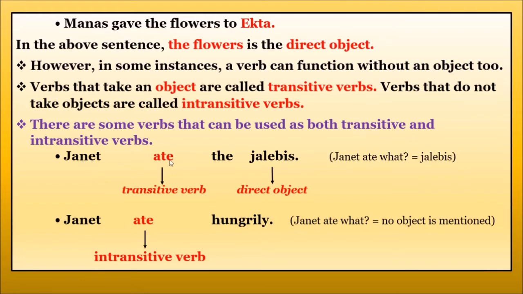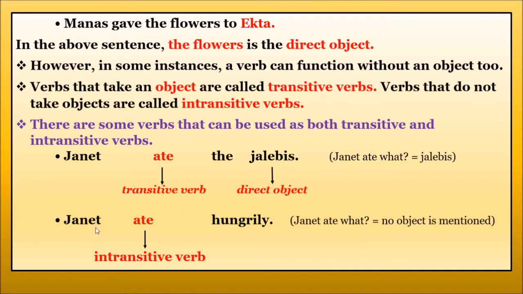Here, Janet ate the jalebis. Janet ate what? Jalebis. Janet ate the jalebis. Here the verb is taking the direct object. Ate is the verb. Direct object is jalebi. So, subject, verb, object. Subject here, verb here, object here. And when the verb is taking the object directly, it becomes a transitive verb. It becomes transitive because of what he ate, jalebi. So, direct contact is there.